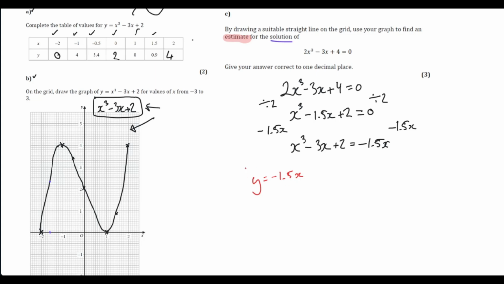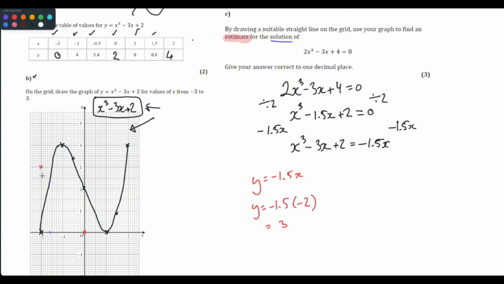So what I have to do now is I need to draw this on the left side diagram. One way that I can draw this is simply just plug in the value for x. For example, if I was to plug in the x being minus 2, so y equals minus 1.5 times minus 2, I'm going to get back 3. So I put 3 here, and this is going to the origin, and I'll just draw a line through that.